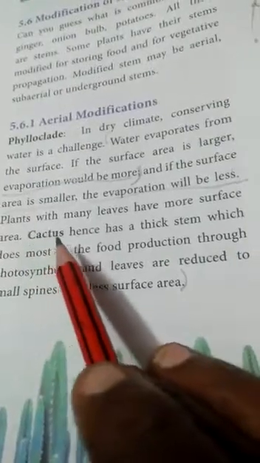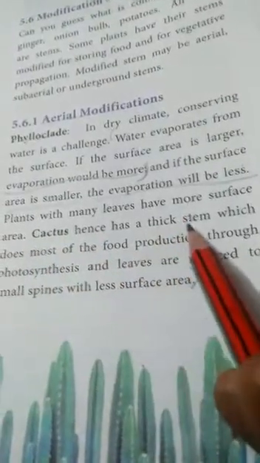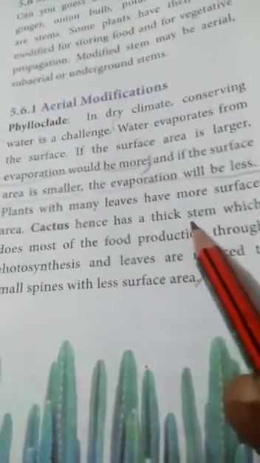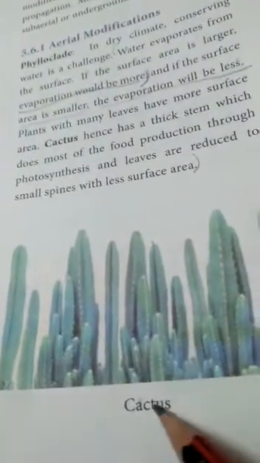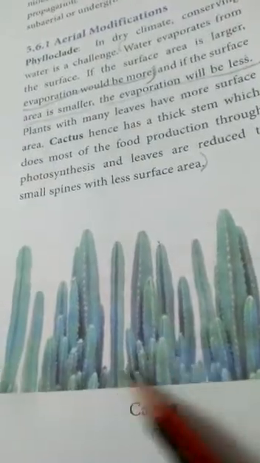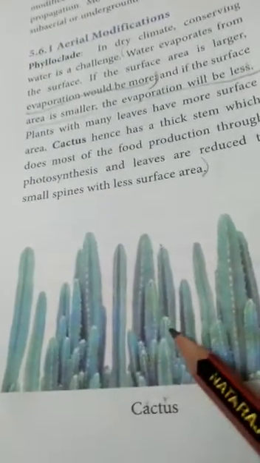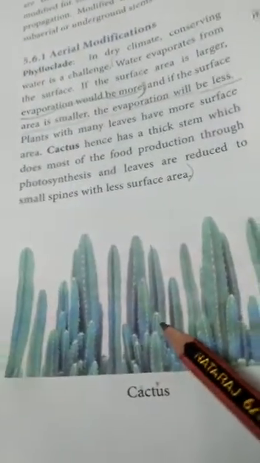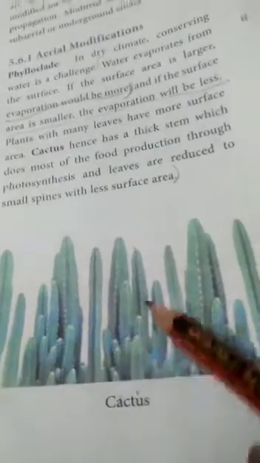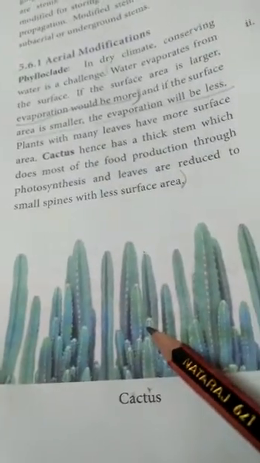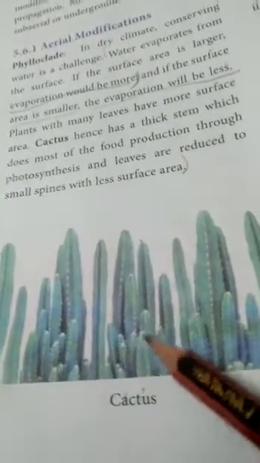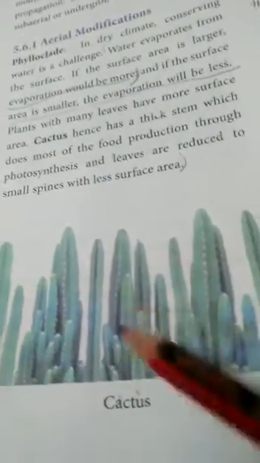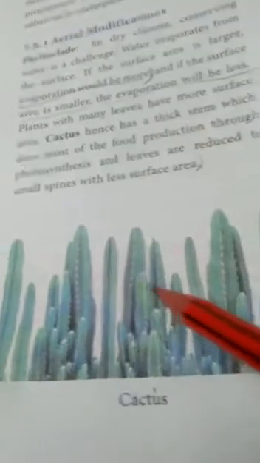Hence, a cactus has a thick stem. This is, see, the cactus. I think you know that cactus. This is a dry area plant. In the dry area, there is little rainfall, so the stem is used for storage. More water is stored in that stem.